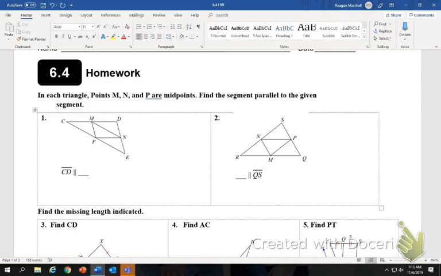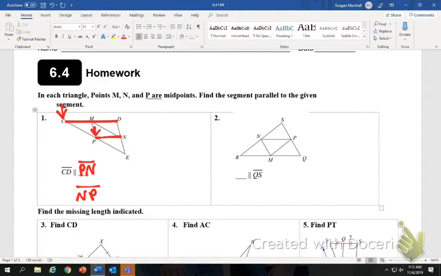This first section says in each triangle points M, N, and P are midpoints. Find the segment parallel to the given segment. So you want to find the segment that is parallel to CD. It will be PN. It is acceptable if they have NP, though the preferred is PN. Since you said C first, you should really say the letter P first.